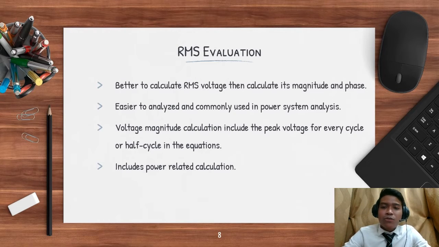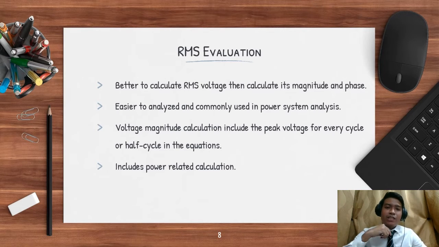Okay, after that, the RMS evaluation method can be calculated in various ways. It is better to calculate RMS voltage than to calculate its magnitude and phase. Therefore, it is easier to analyze and commonly used in power system analysis. The two important examples are the magnitude of the fundamental component of the voltage and the peak voltage over the cycle and half cycle. It makes no difference whether the sag magnitude is calculated using RMS voltage, fundamental voltage, or peak voltage as long as the voltage is sinusoidal, because RMS voltage is related to power calculation and is the best for calculating the magnitude of voltage sag.